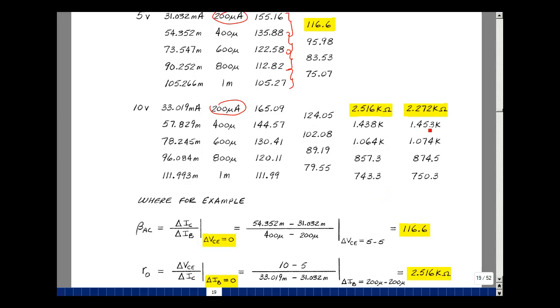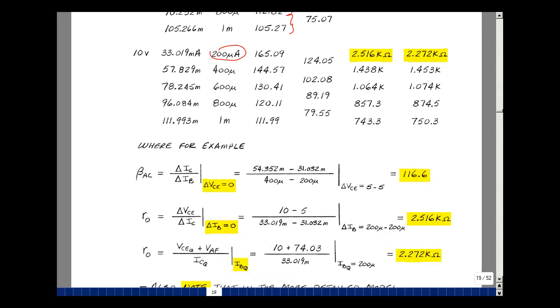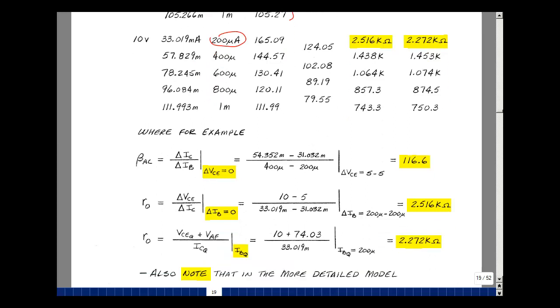We can also calculate this resistance using our formula, using the early voltage. So I did that too. I took a single data point here at 10 volts at a value of the current, but now I use the early voltage.